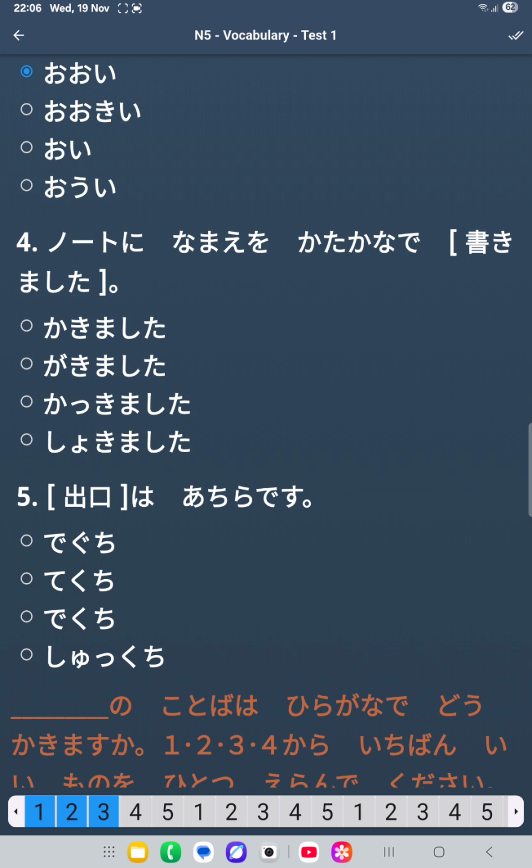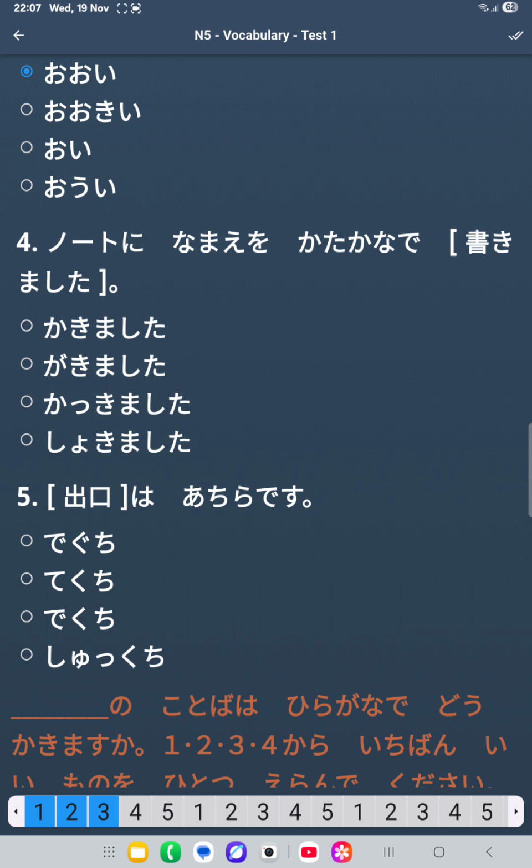Tsugi. Noto ni namae o katakana de dash. I repeat. Noto ni namae o katakana de dash. So in the notebook, name, katakana. Okay, so I have written the name in katakana in my notebook.